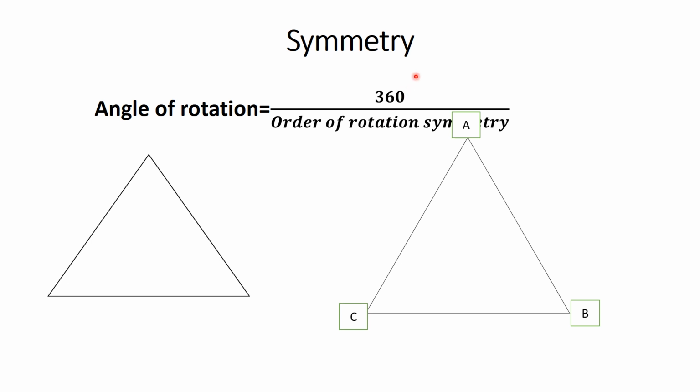Let's take a look at another shape which is not even common, some random shape. What about this one? Okay, so now I want to put letters.